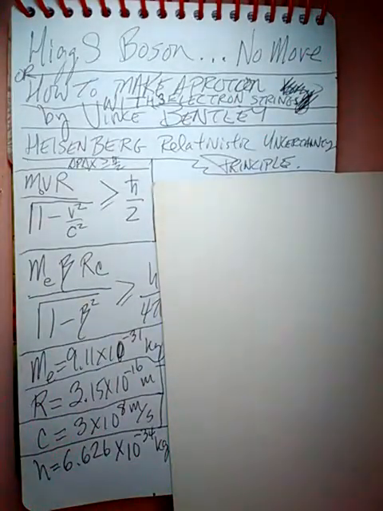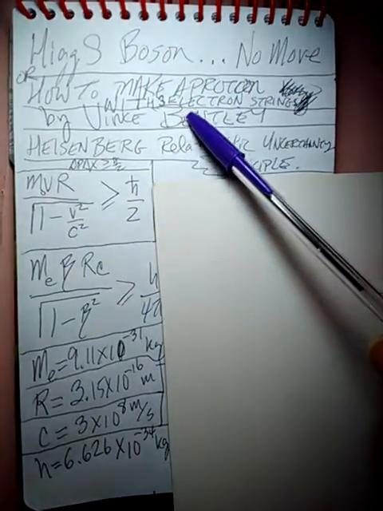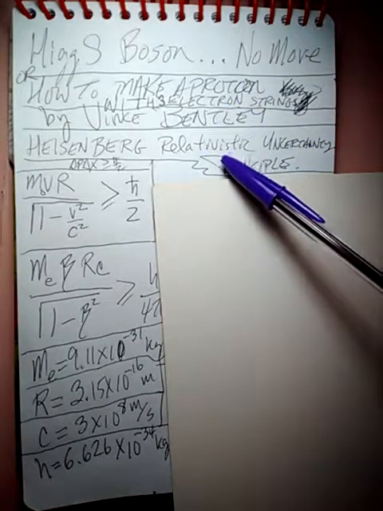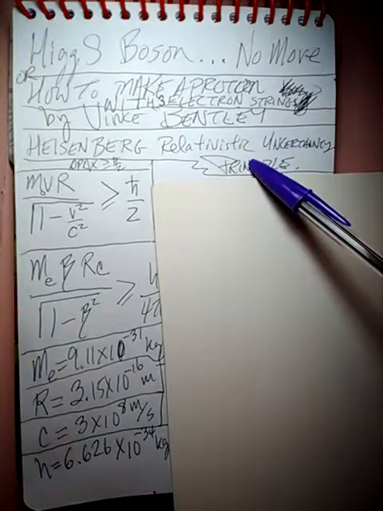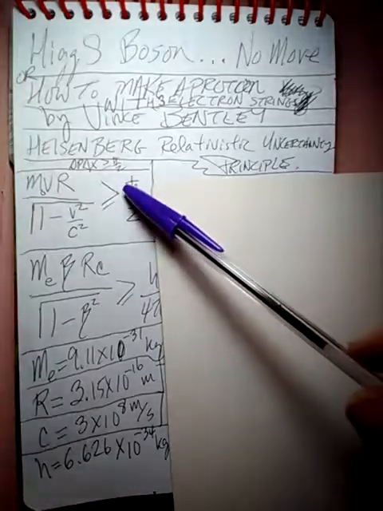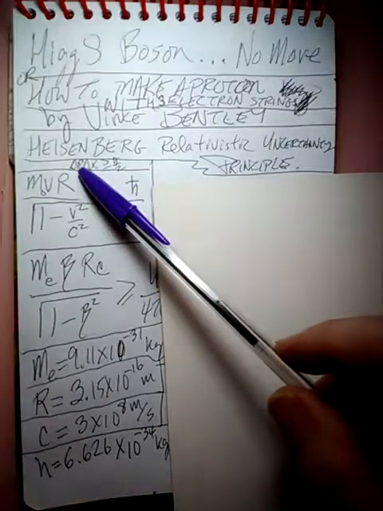Okie dokie. Today we're going to learn how to make a proton with 3 electron strings. I had 3 titles for this lecture. I'll probably post it as Heisenberg's relativistic uncertainty principle. And we'll see why in just a second, because we're going to be starting with Heisenberg's uncertainty principle right here.